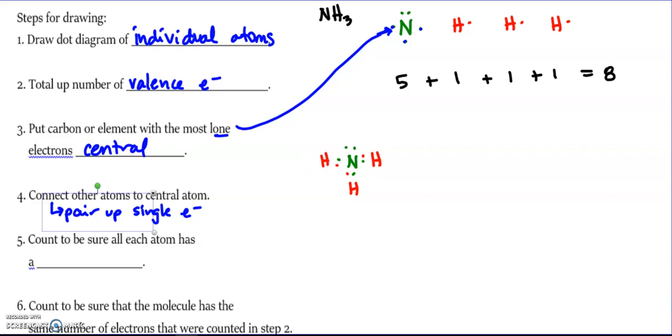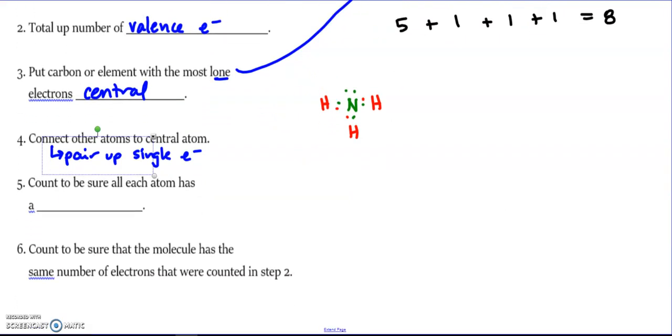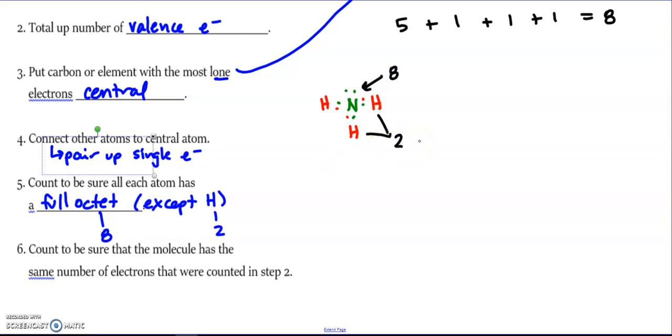All right, so then it's a matter of checking. So now you want to count and be sure that each atom has a full octet, right? So it has 8 surrounding it, except something like hydrogen, which would only need 2. So if I look, nitrogen has 8, and each hydrogen has 2. Do you see, the 2 I'm talking about is these 2, just between hydrogen and nitrogen, just that hydrogen. Whereas nitrogen has 1, 2, 3, 4, 5, 6, 7, 8 total around it.